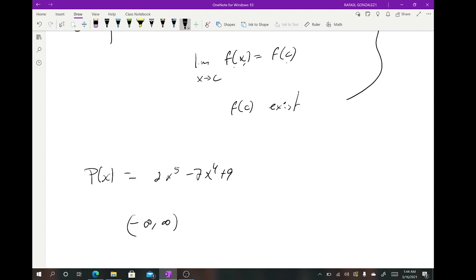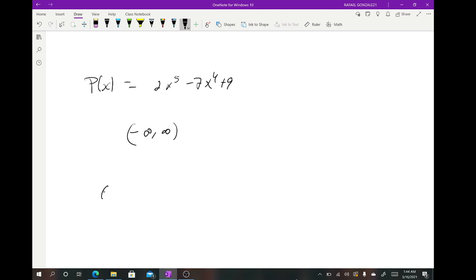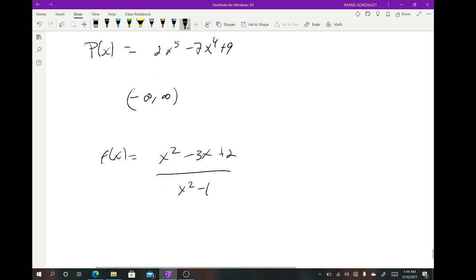However, a function like the next one that I'm going to give you, a rational function like f of x equals x squared minus 3x plus 2 divided by x squared minus 1, is not going to be continuous at x equals 1 or minus 1 because if you plug in 1 or minus 1, you get 0 in the denominator. An easy way to check is simply do f of 1. F of 1 is 1 squared minus 3 plus 2 over 0. So this is undefined, so it's not continuous. As soon as you find a point of discontinuity, the function is not continuous.